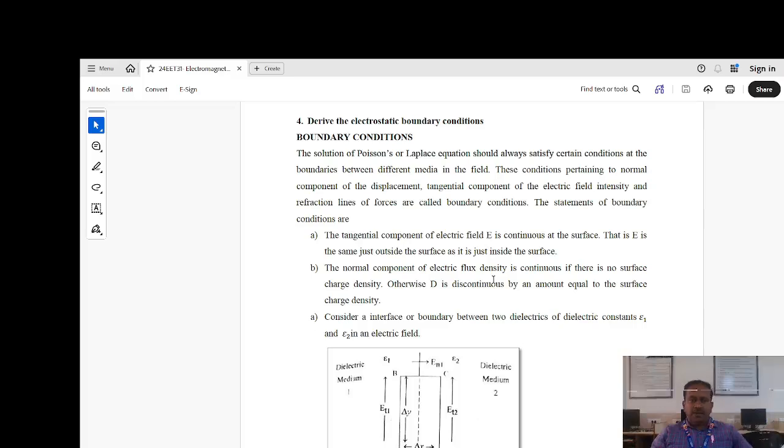The statements of the boundary conditions are: the tangential component of electric field E is continuous at the surface, that is, E is the same just outside the surface as just inside the surface. The normal component of electric flux density D is continuous if there is no surface charge density. Otherwise, D is discontinuous by an amount equal to the surface charge density.